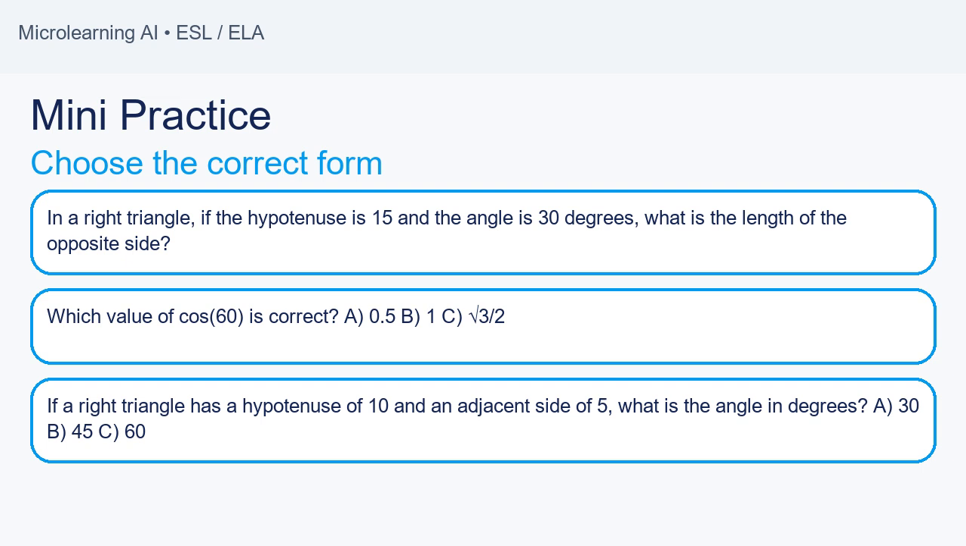2. Which value of cosine 60 is correct? A. 0.5, B. 1, C. Square root of 3 over 2. Answer: A.